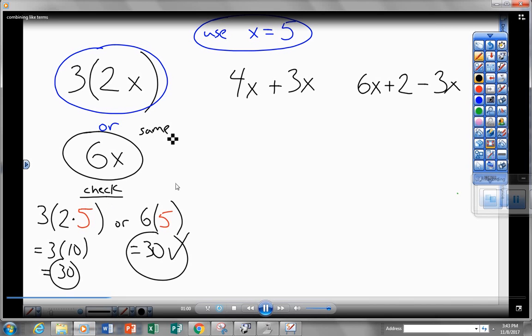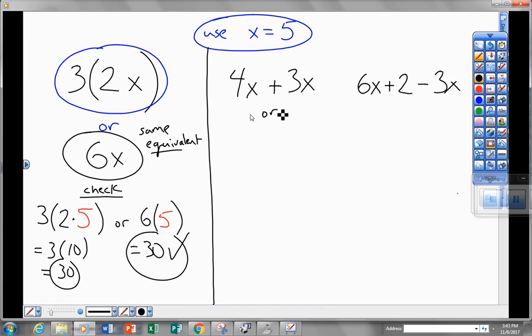All right, second one, 4x and 3x. These are like terms. You can add these up. 4x and 3x, that adds up to give me 7 of those x's. That is another way of writing it.